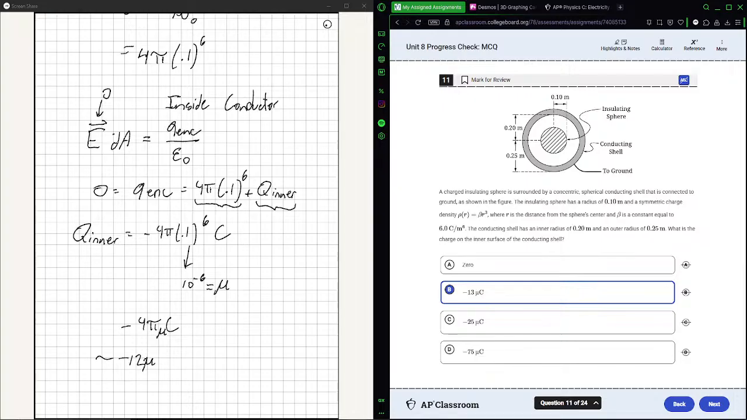Wait, look, the Gaussian sphere has... Listen, the flux of the Gaussian sphere is Q enclosed over epsilon naught, right? But the charges on the outer surface are not enclosed by the Gaussian sphere. Wait, where is the Gaussian sphere? It's in the gray region, between the gray radii. So the charges on the outer surface are outside of the Gaussian sphere.